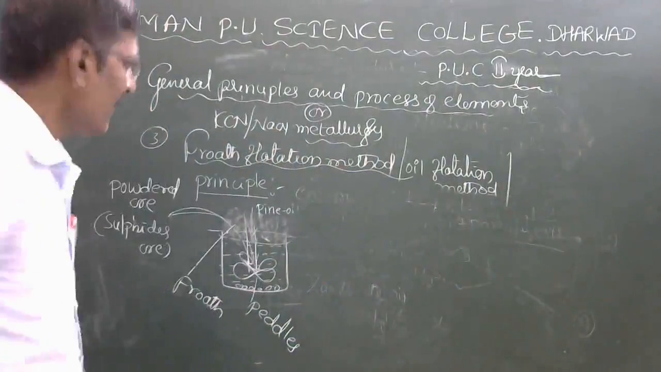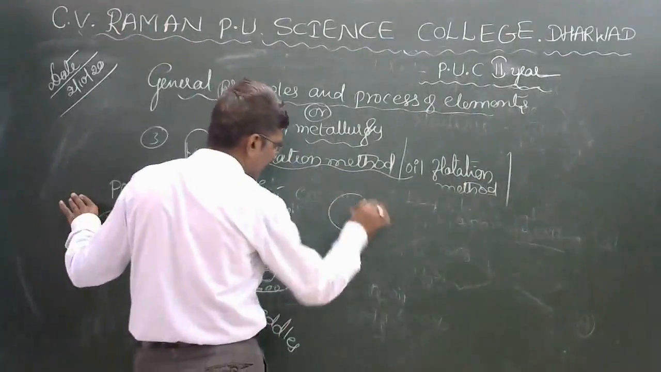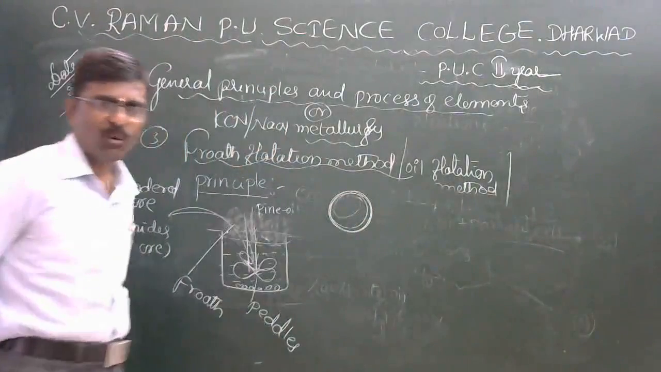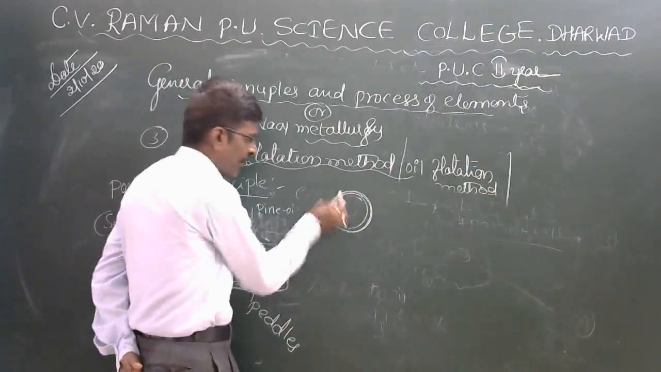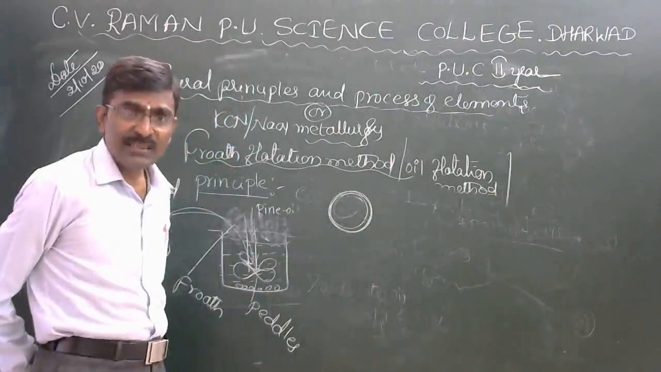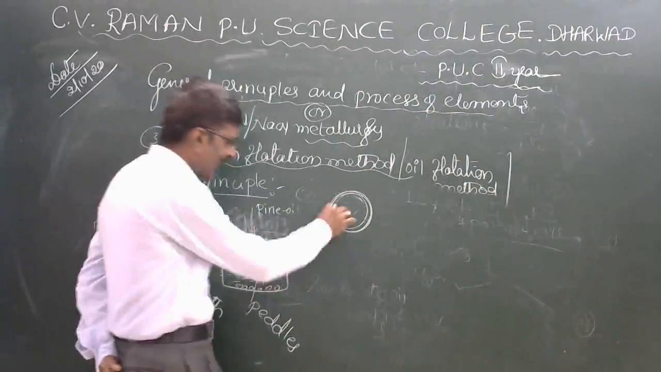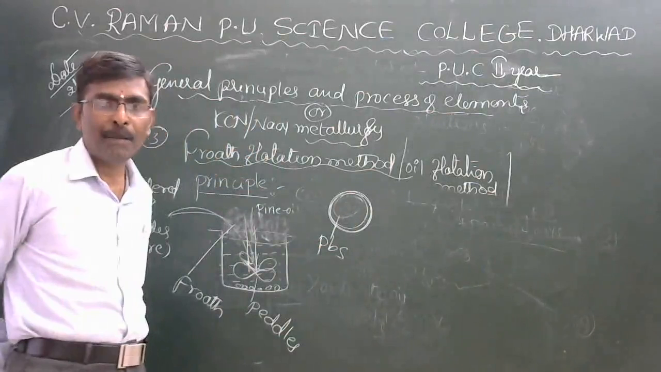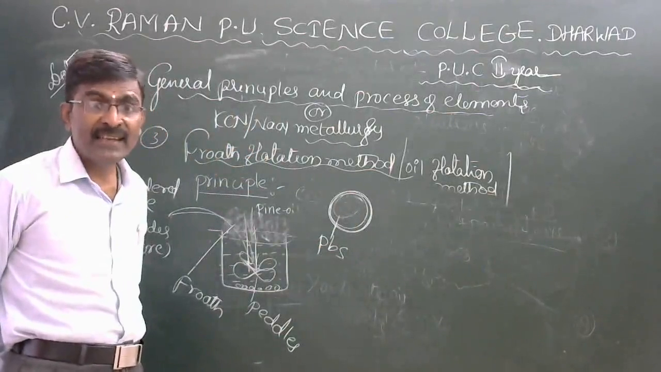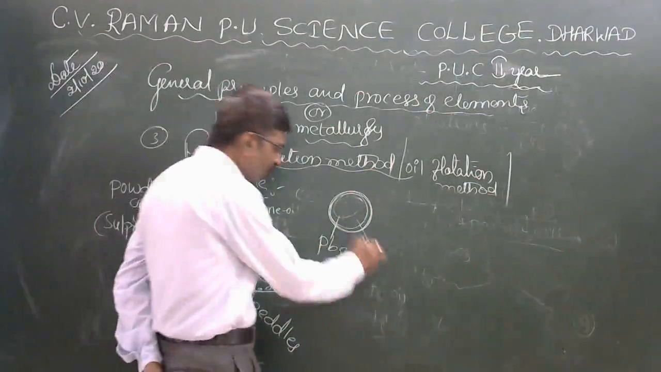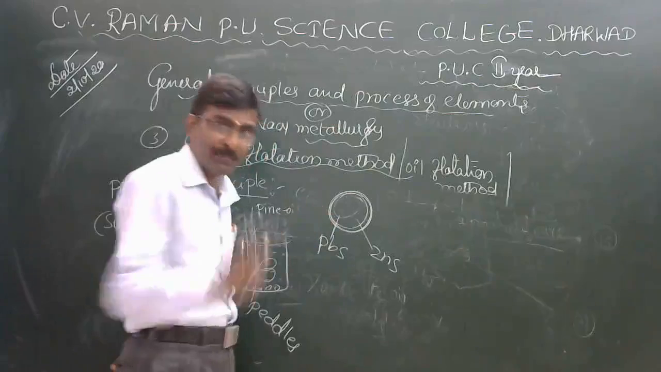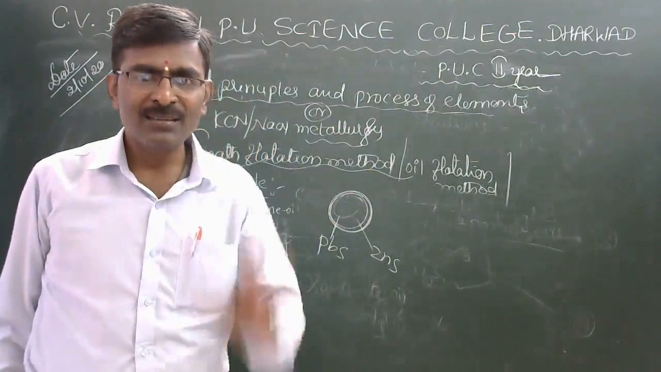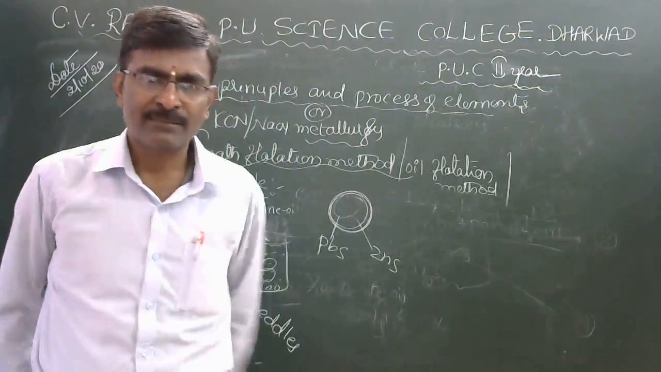Some ores have this composition. Imagine this ore contains lead sulfide, PbS (plumbous sulfide), and also zinc sulfide. How can we separate an ore which contains both zinc sulfide and lead sulfide?